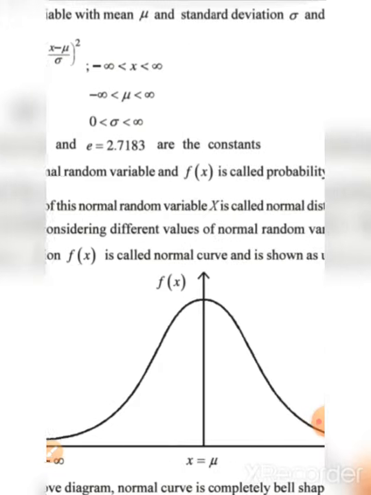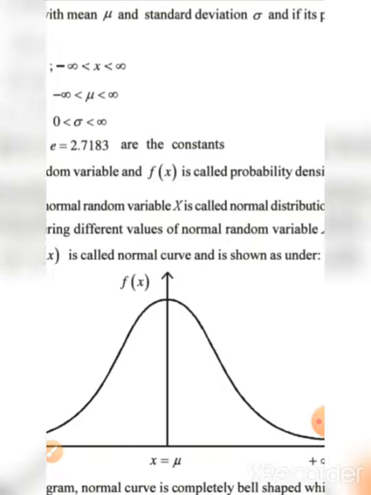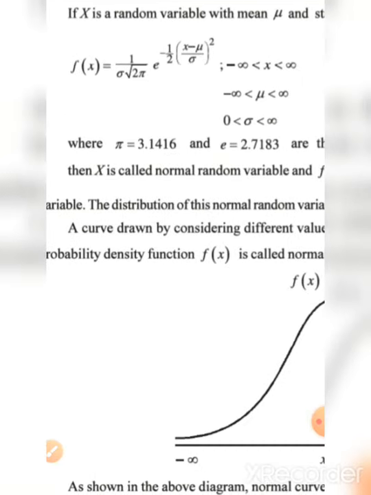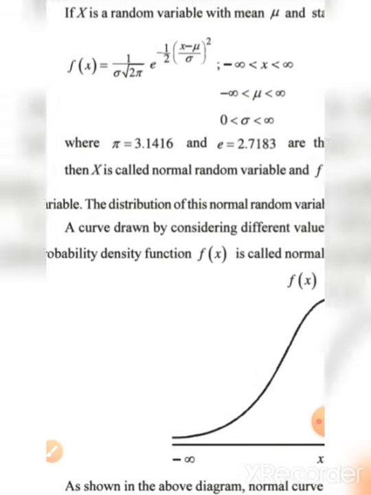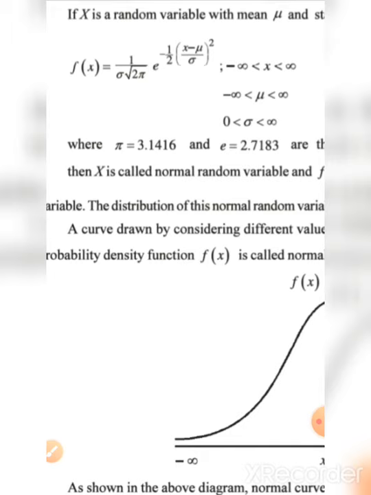So f(x) is actually the probability density function, and the formula is 1 upon sigma under root 2 pi into e raised to minus half into the bracket (x minus mu upon sigma) whole square, where sigma is the standard deviation and mu is the mean, and x will always lie between negative infinity and positive infinity.